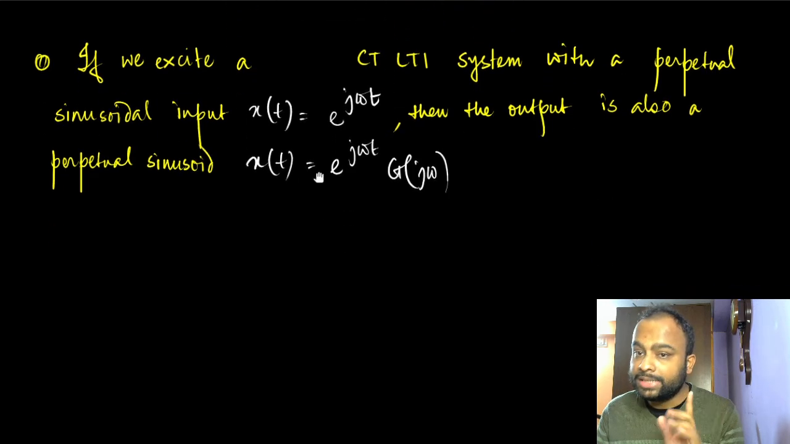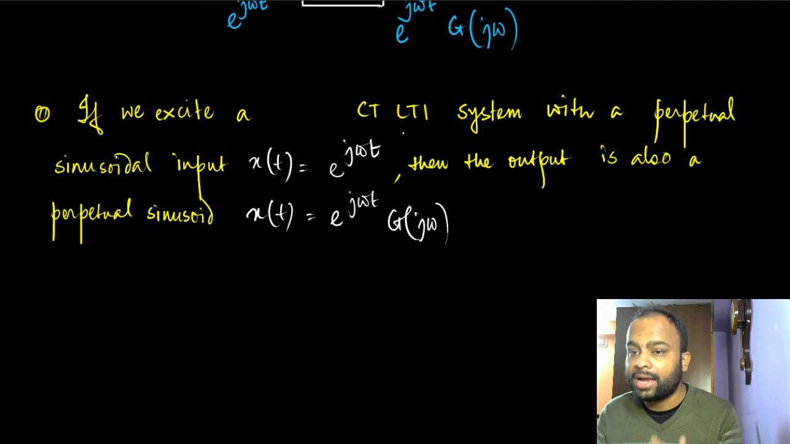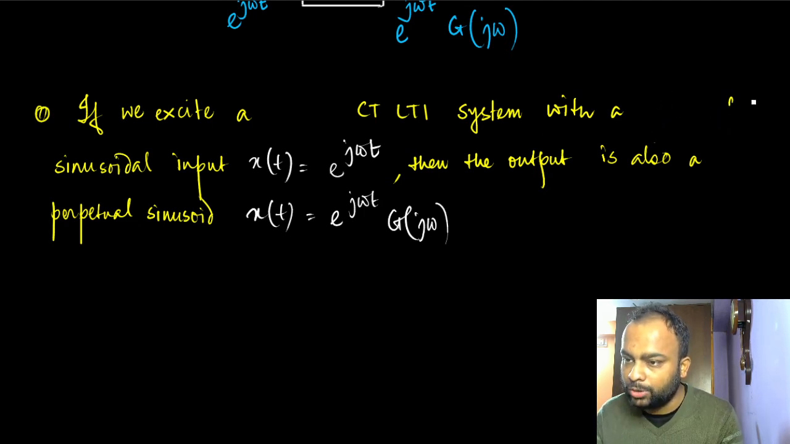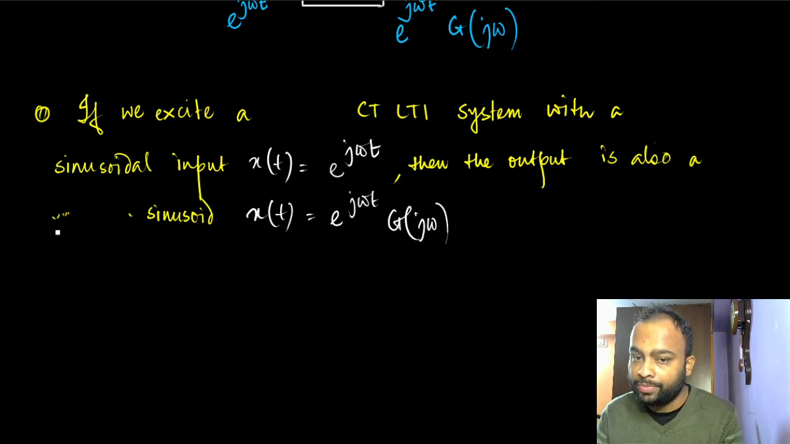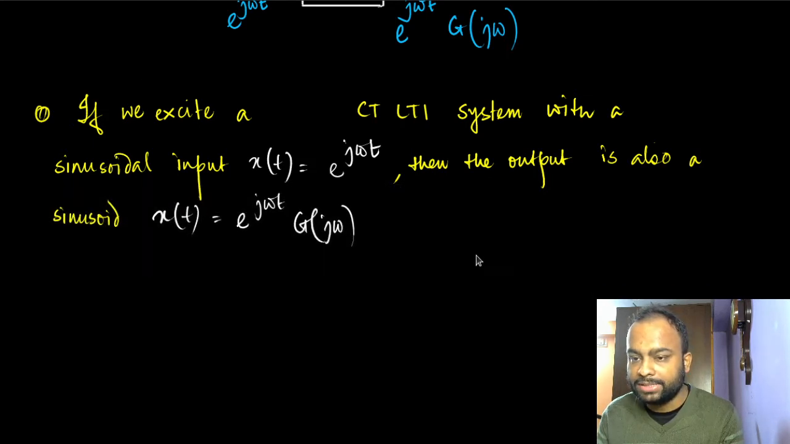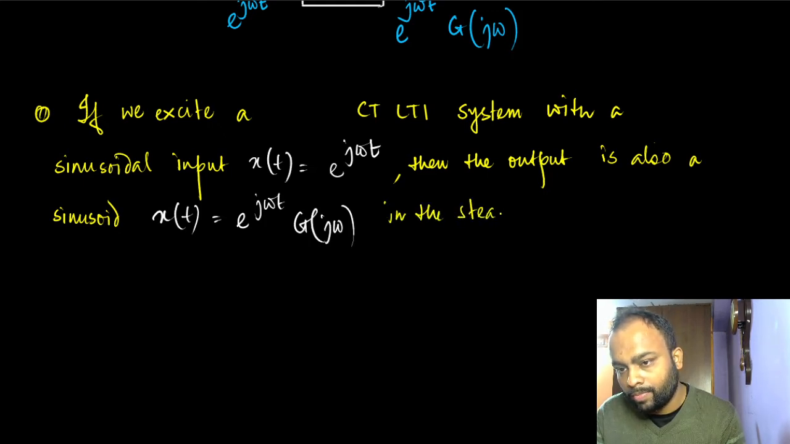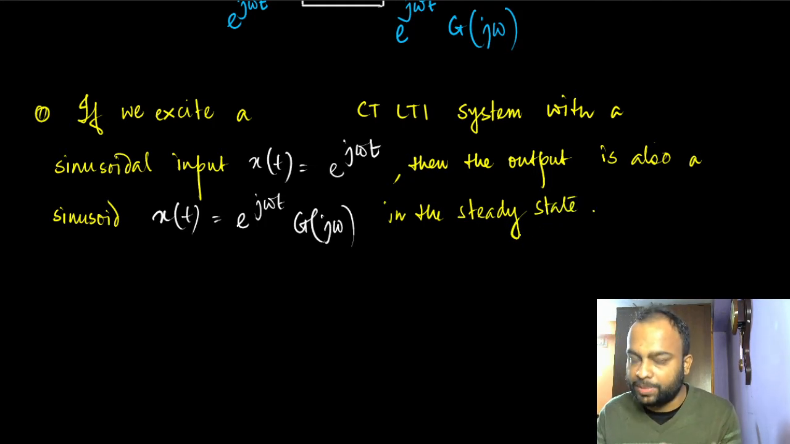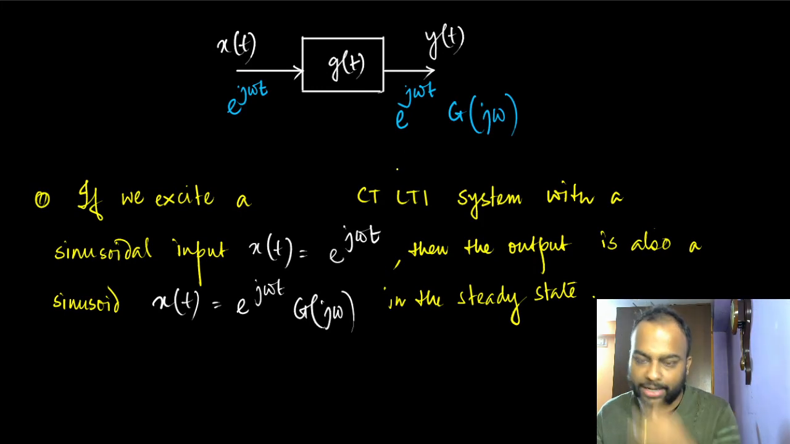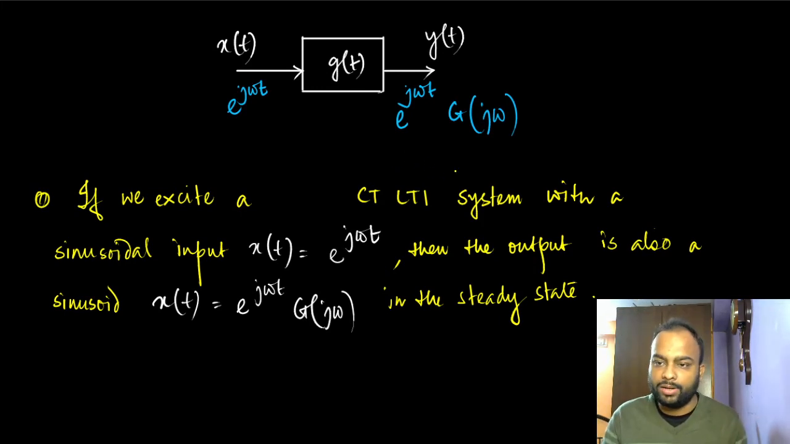So instead of writing this, I'm going to say if we excite a continuous time system with just a sinusoid, then the output is also a sinusoid in the steady state, right? I can say that because this technically means the same thing. And this kind of steady state has a special name. This is called a sinusoidal steady state. You can understand why, right? The input is a sinusoid and the output also has a sinusoid in it. So it's a sinusoidal steady state.